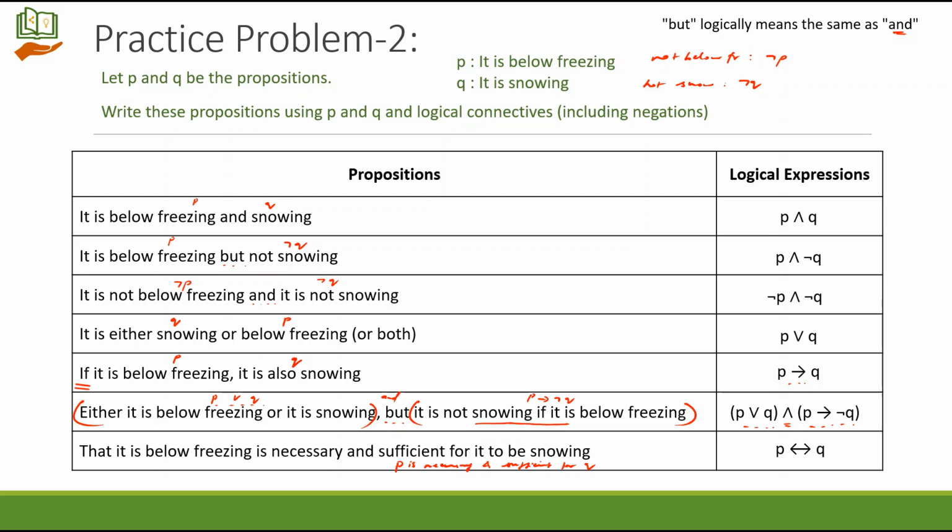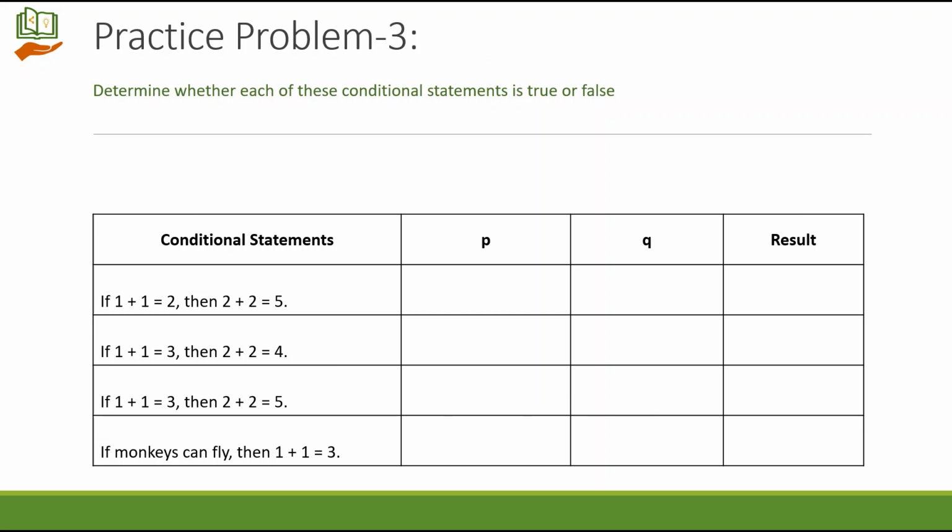We know P is below freezing, Q is snowing. So it is P biimplies Q. Next problem, determine whether each of these conditional statements is true or false.